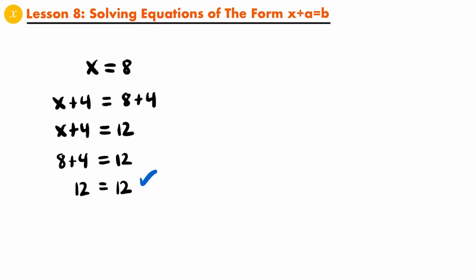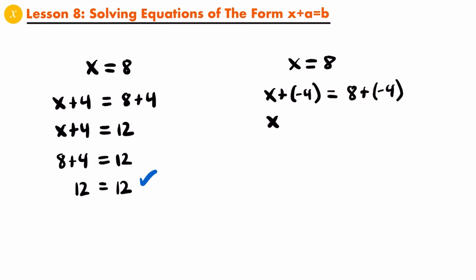So for example, if we work with the same equation here, if we have x equals 8, but now instead of adding 4 to both sides, let's add negative 4, so we would have x plus negative 4 equals 8 plus negative 4, and adding negative 4 in both cases would just be the same as subtracting 4.